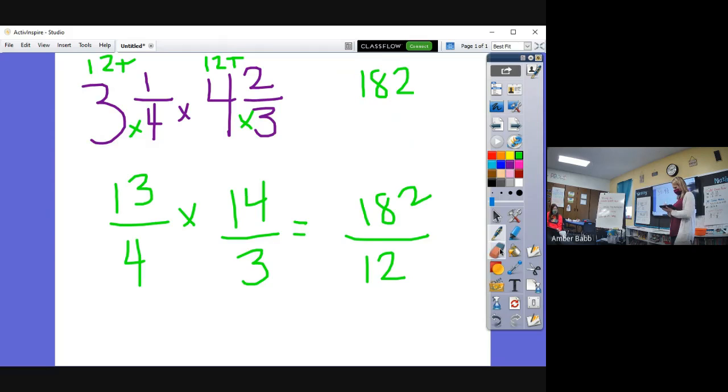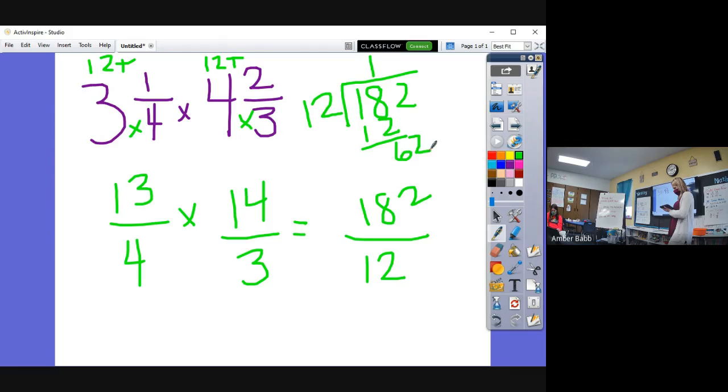Half of 112 is 56. How could I figure this out? Could I do 182 divided by 12? How many times does 12 go into 18? Once. That'd be 12, leaving 62. How many times does 12 go into 62? 5 times, and that would be 60. It's not even, so I'm going to stop there because I'm not doing remainders on fractions.